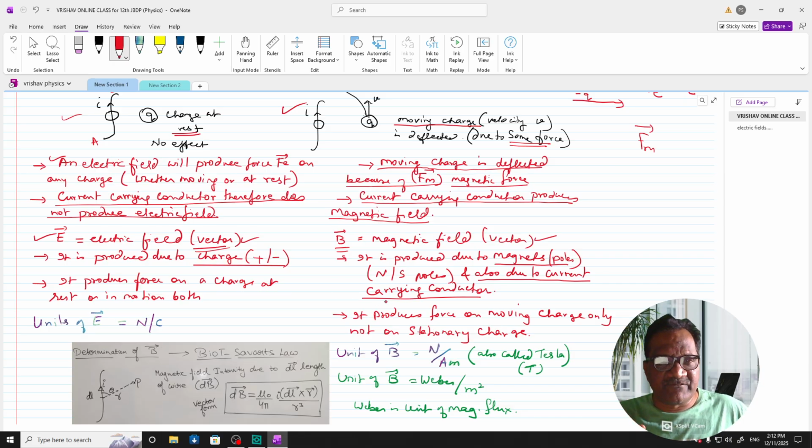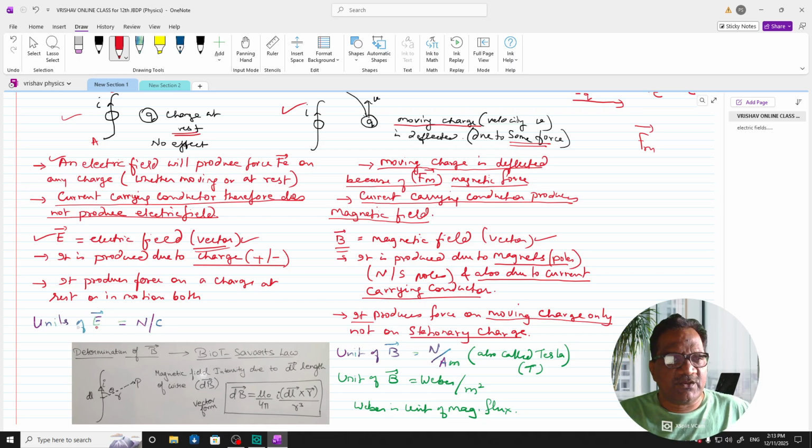But the magnetic field will produce a force which will act only on a moving charge, not on a stationary charge. It will produce a force on a moving charge only. It is not producing any force on a stationary charge, because a stationary charge is not affected by the force.